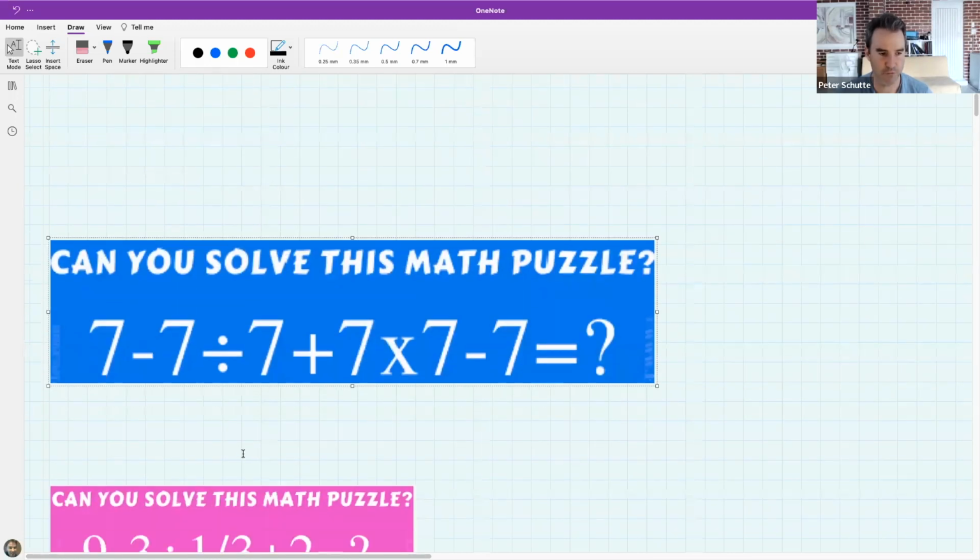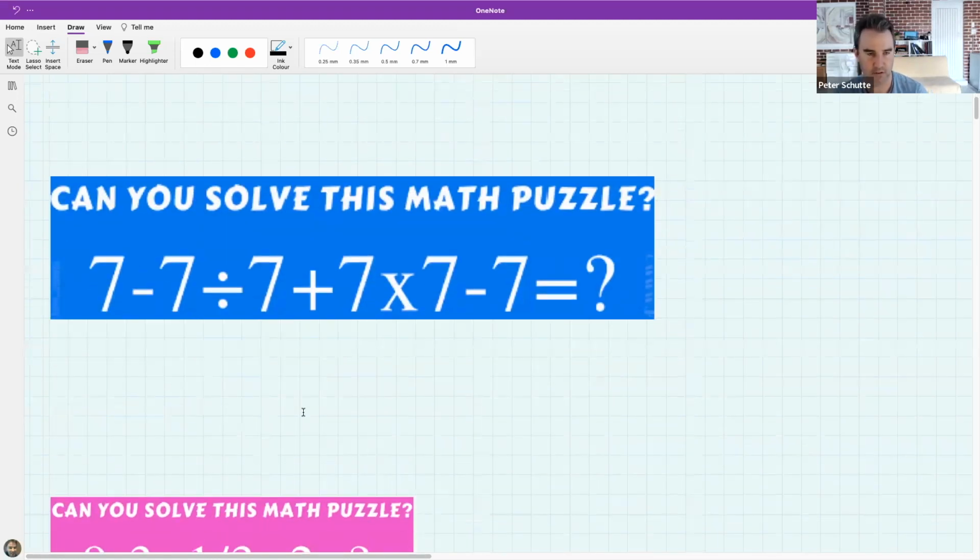And here is your puzzle for today. Can you solve this maths puzzle? Over to the students. The main idea with this one is you need to make sure you consider something called BODMAS. And what BODMAS says is that that gets priority.